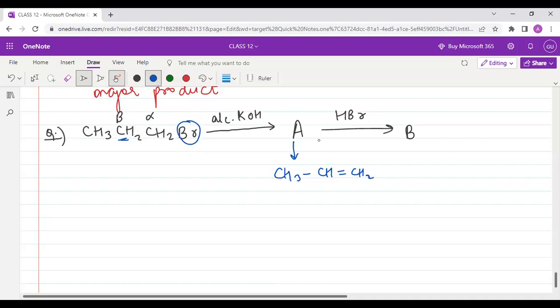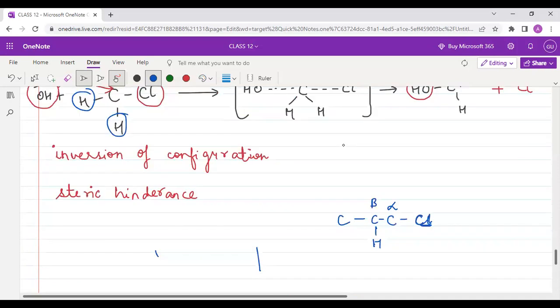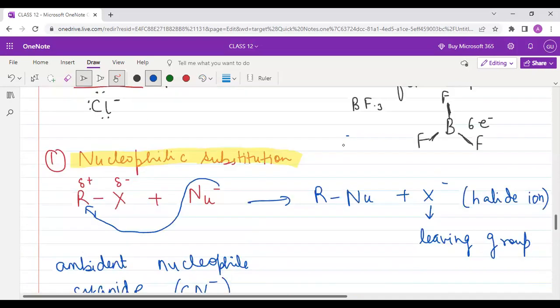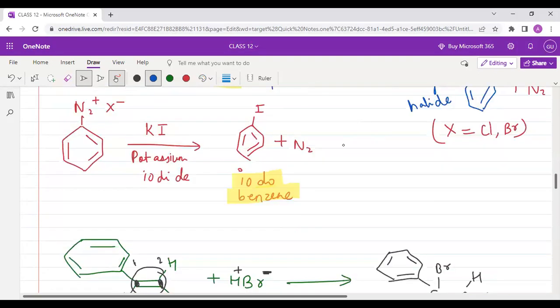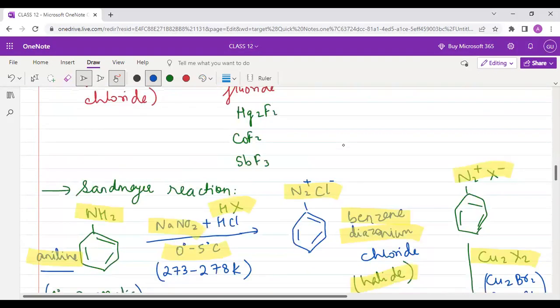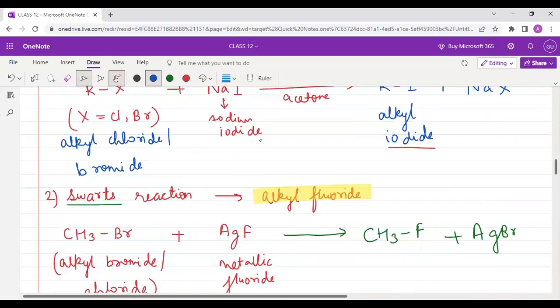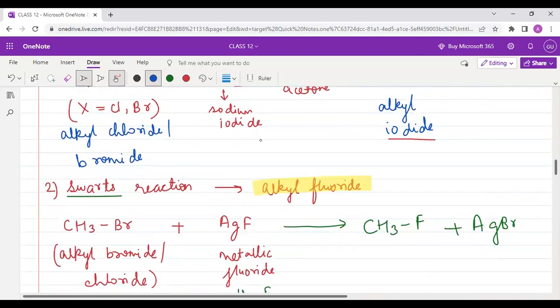Which rule will you follow in the next step? I am doing it. Do you remember Markovnikov rule? Yes. Whenever you are reacting alkene with hydrogen halide, I'll just revise once again. You haven't revised the notes, I think. You don't revise. Tell me honestly, do you revise or not? I did. You did? Just 1 minute.